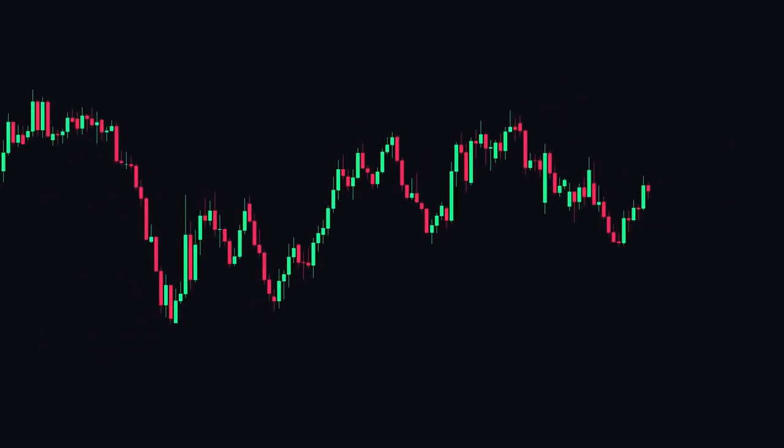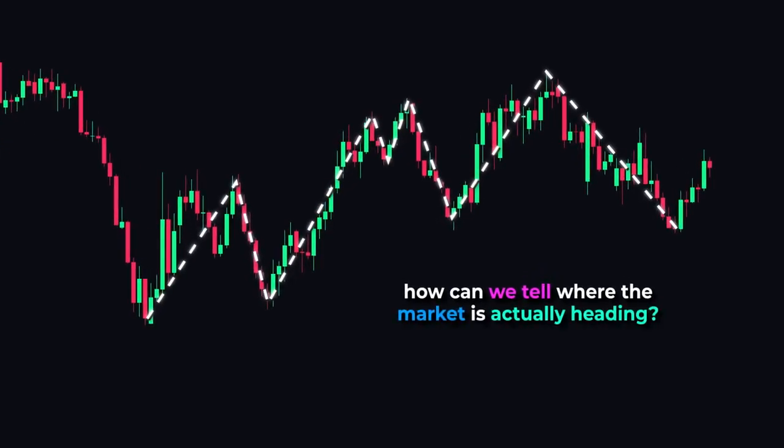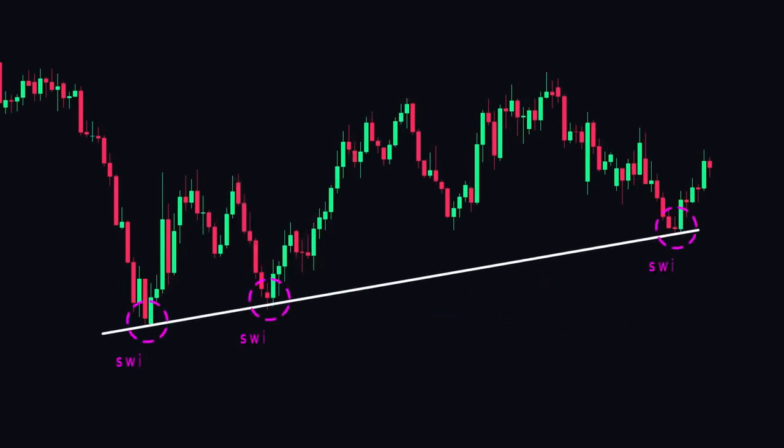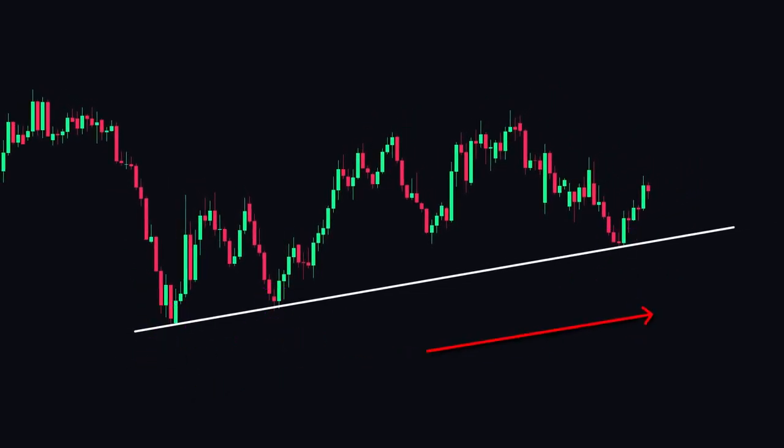Let's look at an example. In this chart, we can see that price is fluctuating, moving up and down repeatedly. So, with all these movements happening, how can we tell where the market is actually heading? Simple, we draw a trend line. By drawing a straight line connecting the swing lows on the chart, we can see that the trend line is heading in an upward slope. This tells us that despite these short-term fluctuations in price, the overall market trend is up.